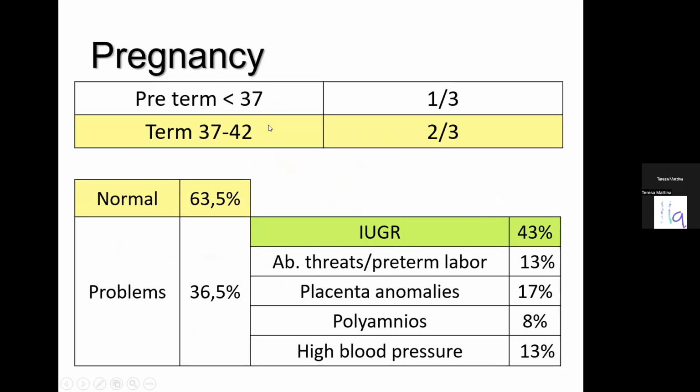During pregnancy, the pregnancy may go to term in 2/3 of cases and be normal in 2/3 of cases. But in more than 1/3, there may be problems, mainly intrauterine growth retardation, but also problems with the placenta, polyhydramnios, high blood pressure in the mother, and threatened abortion.